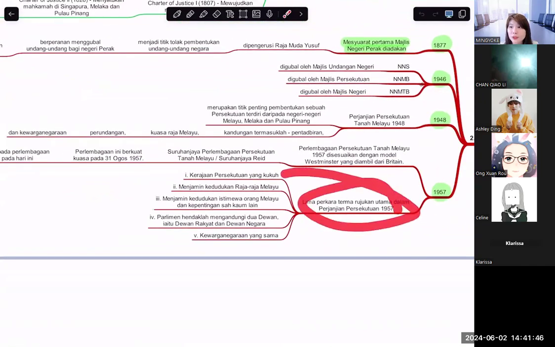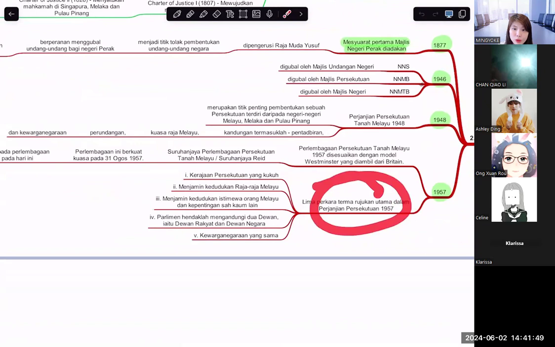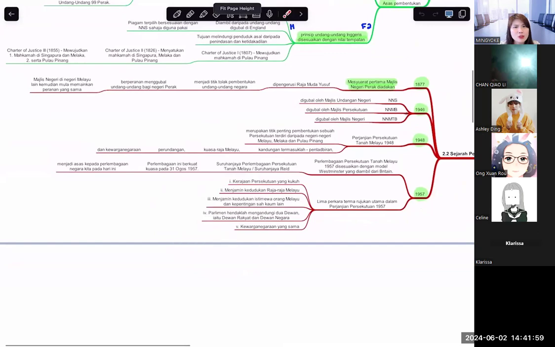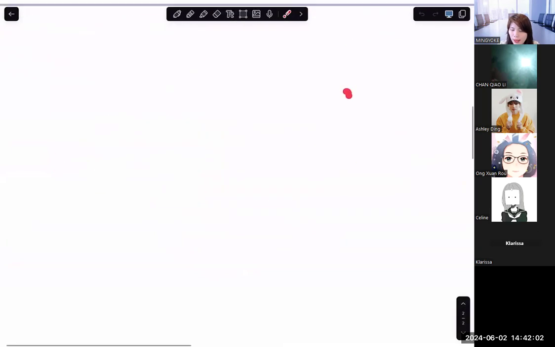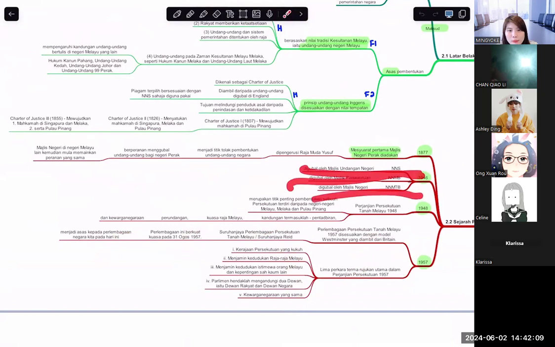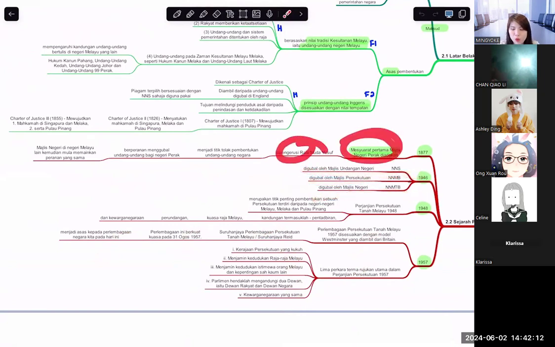There are 5 terms of reference in the law stated in the Perjanjian Persekutuan 1957. It's this 5. So guys, you know how many points there are? 1, 2, 3, 4, then 5, 6, 7, 8, 9, 10, like that. Guys, to be honest, you do not need to follow the sequence. Meaning you don't have to start with this one first, then this one, then this one. No need. You can start with this, then jump here, like that. It's okay. As long as your point is there and your answer is correct, you get marks.